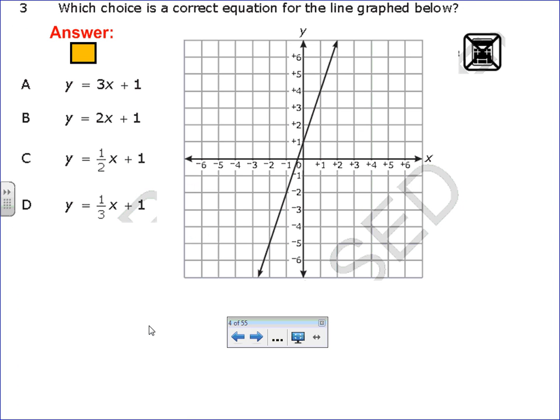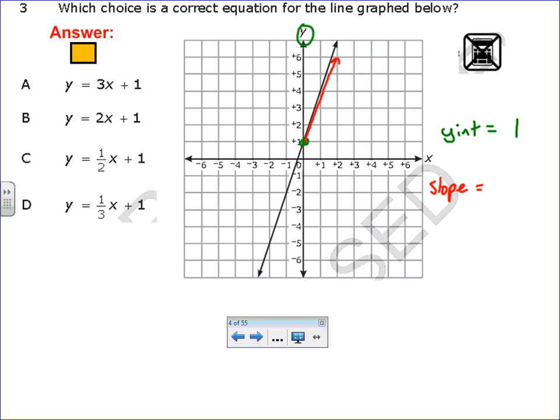For question number 3, which choice is a correct equation for the line graph below? Just like on the last problem, I always like to start with my y-intercept. That's where the graph crosses the y-axis. So my y-intercept is 1. My slope is positive. I know that because from left to right, the graph is going up. So I have positive slope.